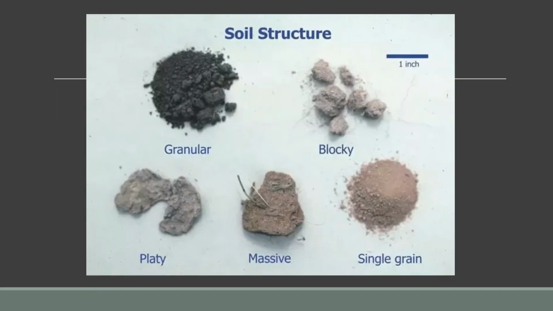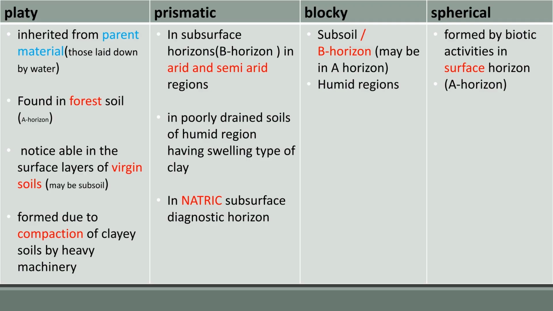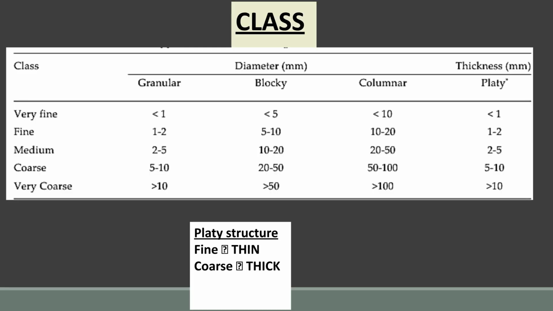This image shows examples of different soil structures, including granular, blocky, platy, massive, and single grain. This slide is for classification reference for soil structure classes. In platy structures, the class relates to thickness. Fine structures are thin, and coarse structures are thick.